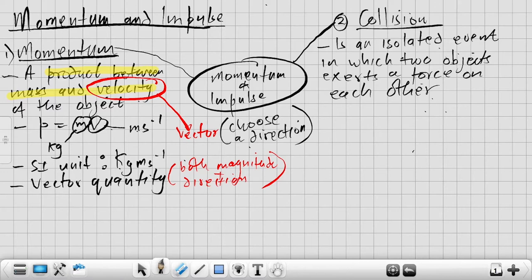So one will ask, why do I need to say something about a collision before I can talk of an impulse? The reason is for me to understand the following concepts that are related to momentum and impulse. It is ideal if I understand how collisions work. So collisions work in such a way that there's a principle that governs all the collisions we have. That principle is what we learned in grade 11, and that is Newton's third law.